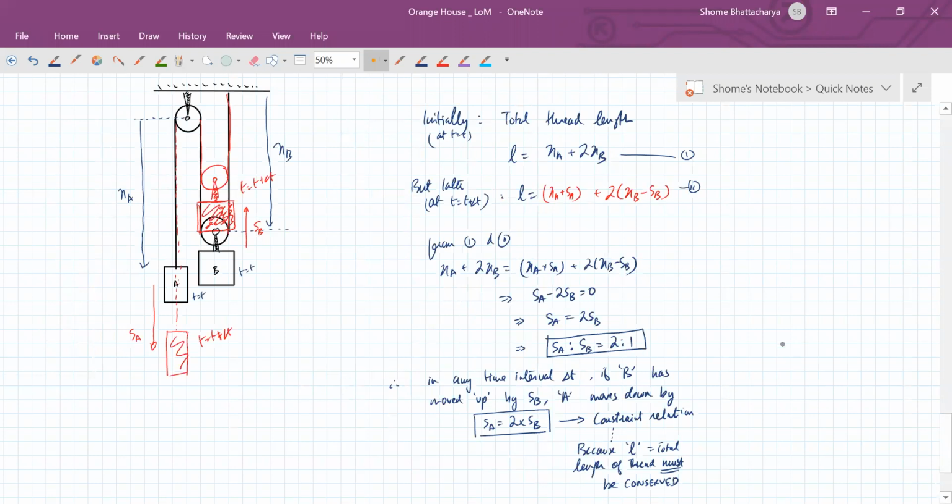So make a note of this first. Then I'll tell you कि यहाँ से हमको acceleration का relationship कैसे मिलेगा. ये तो displacements का relationship है. तो acceleration का relation कैसे मिलेगा, that we'll understand next.